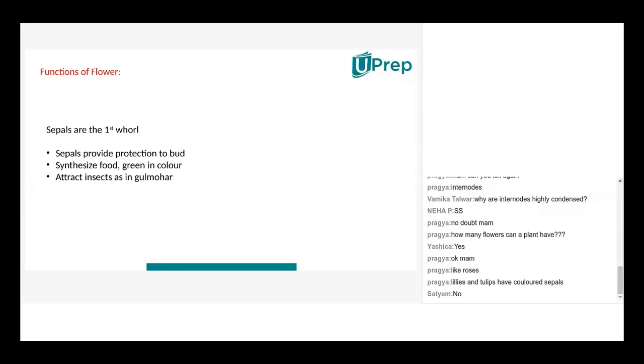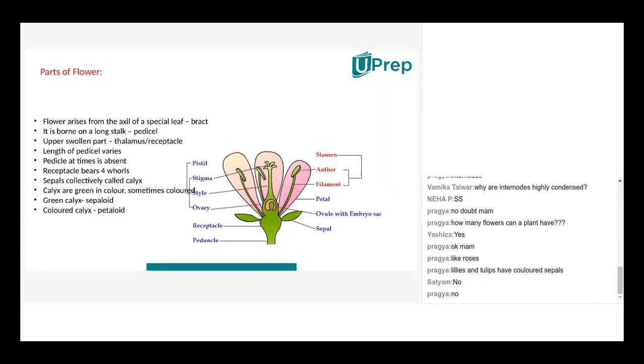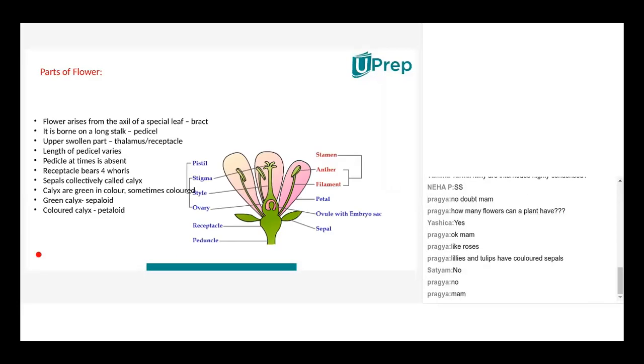So let's go to the next slide. Ma'am, can you repeat it? Which portion, Neha? That you have completed the last portion of the stamen and all the 4 types.